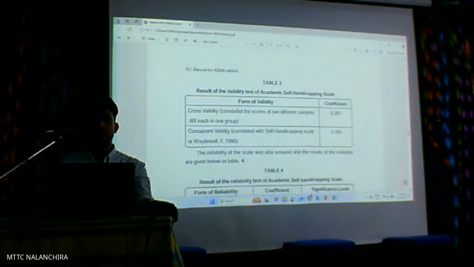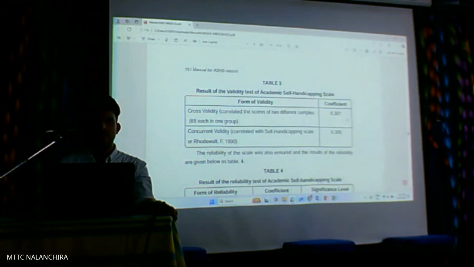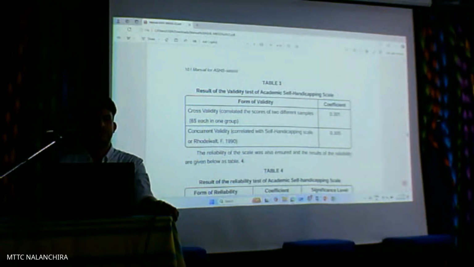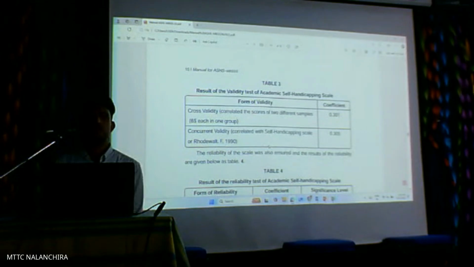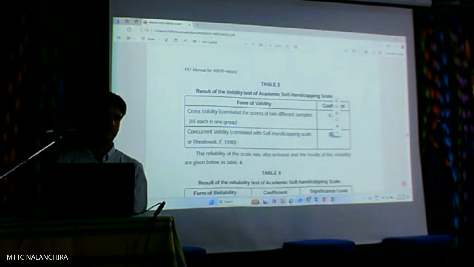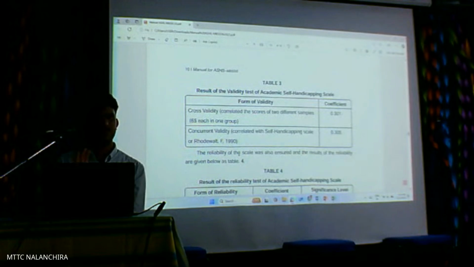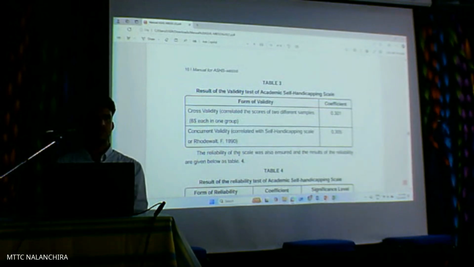See, cross-validation, correlated scores of 2 different samples. One, concurrent validation, correlated with the self-handicapping scale of Rothbard, 1990. That score is mentioned. Any confusion you can ask.